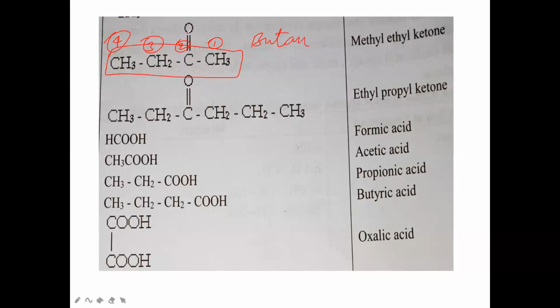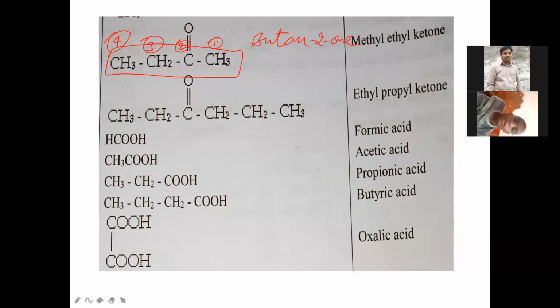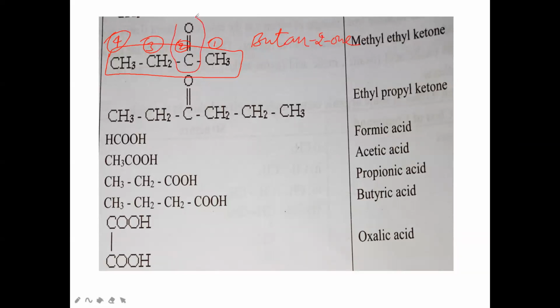And what is the secondary suffix name of this C double bond O? That is "one". So where is "one" here? At 2. So it is butan-2-one, the IUPAC name of this molecule. Butan-2-one. Now, if you take the common name, in the common naming we have to identify the C double bond O position first.